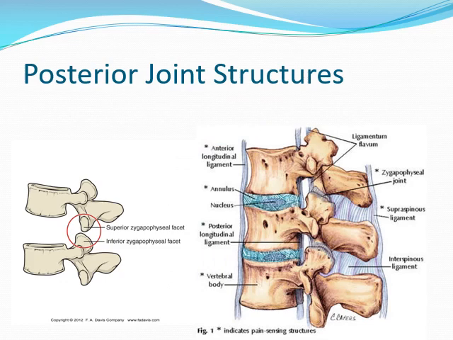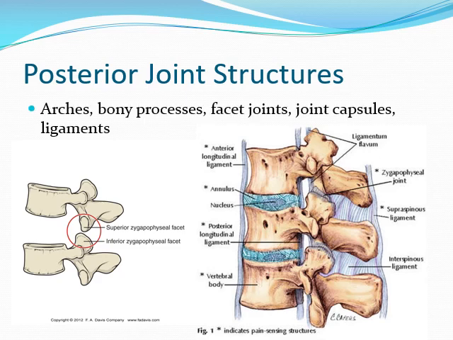Okay, now when we look at the posterior joint structures, they consist of the bony arches, the various bony processes, the facet joints, the joint capsules, and the various ligaments on the posterior side. Here we're looking at this region. Your facet joints are these joints right in here, where the articulating facets come together on the posterior surface of the spine. You have the ligaments on the posterior side: the ligamentum flavum, the supraspinous ligament, and the interspinous ligament.